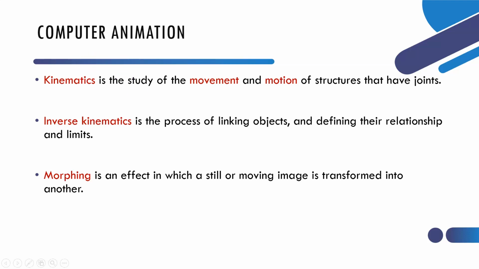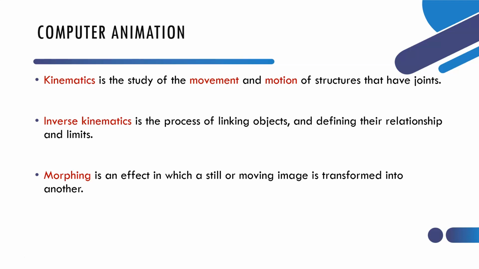Another term we have is inverse kinematics, the process of linking objects and defining their relationship. From the movement, how you link the object between the movement and also the characters, and the limit of the movement, we call inverse kinematics.